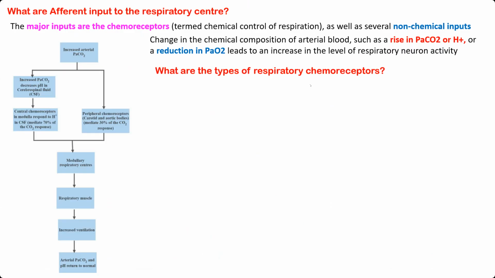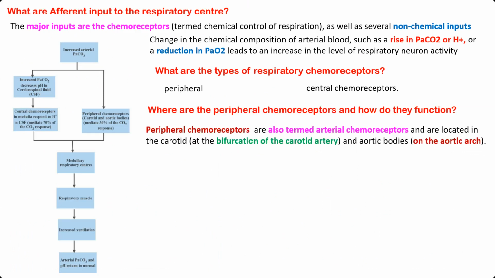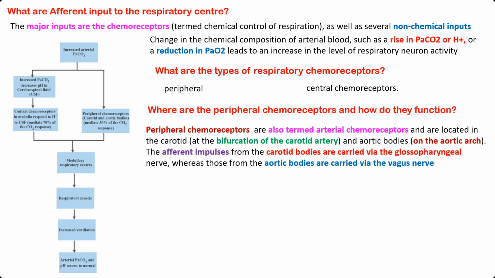And what are the types of respiratory chemoreceptors? You have peripheral chemoreceptors and central chemoreceptors. Peripheral chemoreceptors, where are they situated and how do they function? They are also termed arterial chemoreceptors because they are situated in the bifurcation of the carotid artery and on the aortic arch. These are the locations we have. The afferent impulses from the carotid body are carried via the glossopharyngeal nerve, the ninth cranial nerve, and from the aortic bodies they are carried by the vagus nerve.